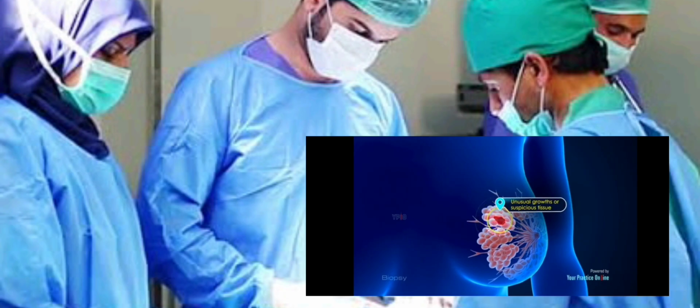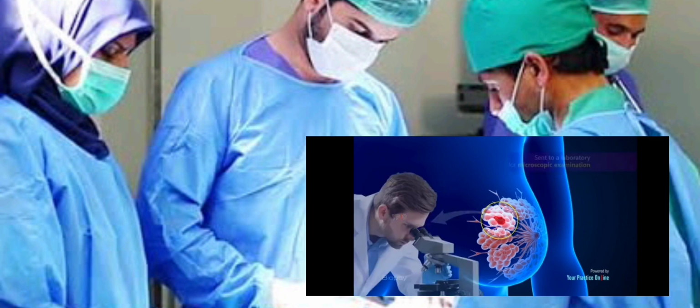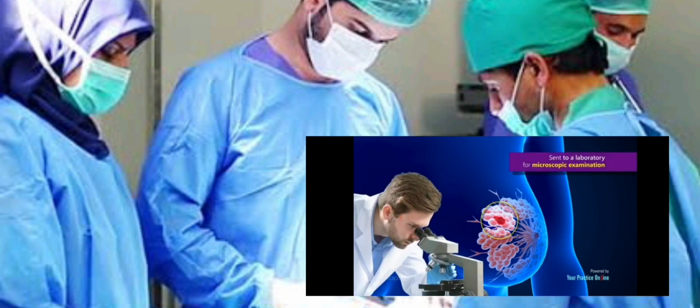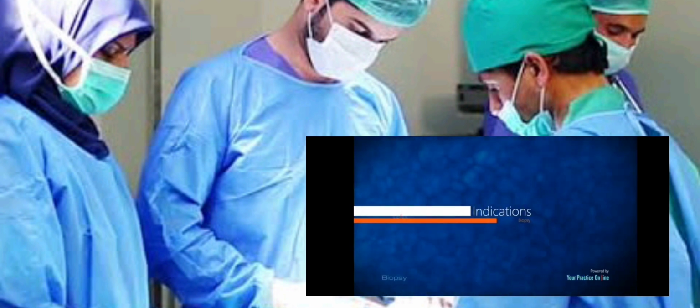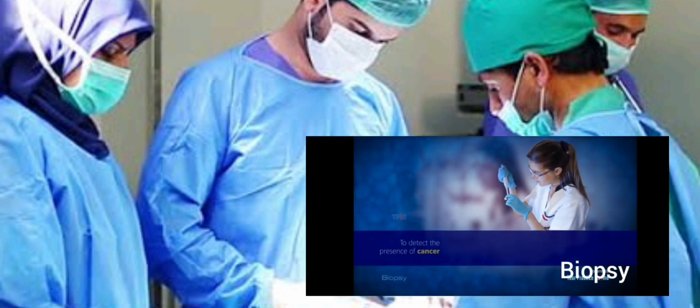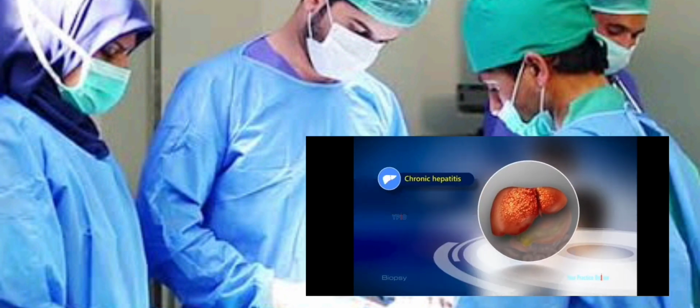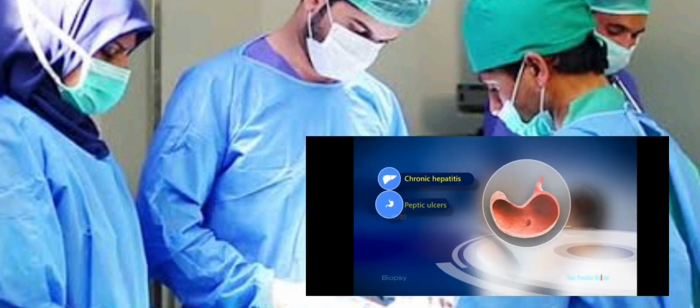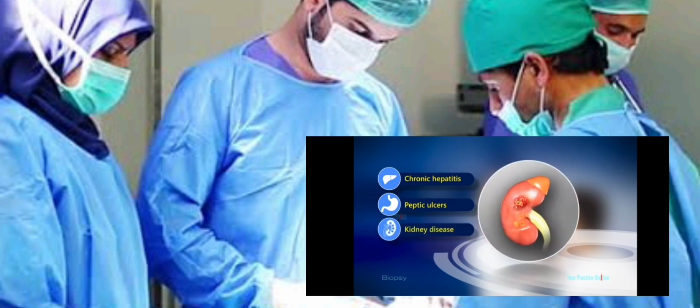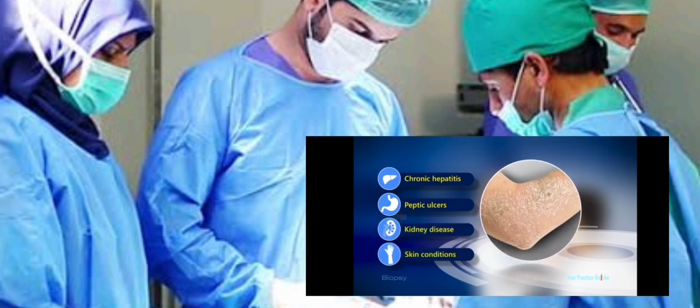growths or suspicious tissue in the body. The procedure involves removal of a piece of tissue or cells from the area of concern, which are sent to a laboratory for microscopic examination. Indications. Biopsies are usually performed to detect the presence of cancer. A biopsy may also be helpful to diagnose various conditions such as chronic hepatitis, peptic ulcers, kidney disease, skin conditions.